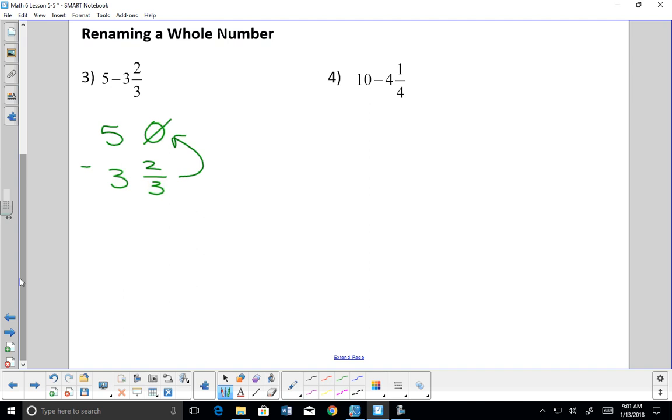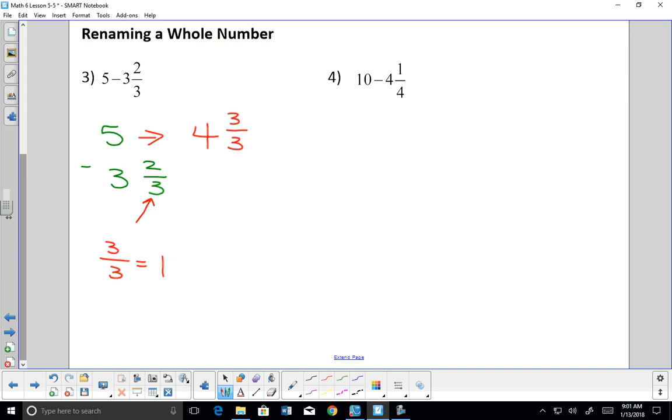So instead of having a 0 here, I'm going to rename my 5. My 5 can be renamed as 4 3/3. And you might ask, why did you choose thirds? What's my denominator down here? It is 3. I want a common denominator, so I'll choose 3/3 because 3/3 equals 1. So I borrowed 1 from the 5 and it became a 4, and 3/3 is 1, so 4 3/3 is another fancy way of saying 5.